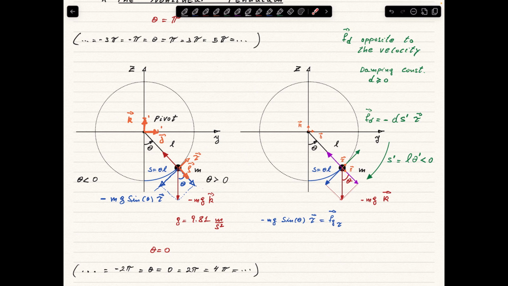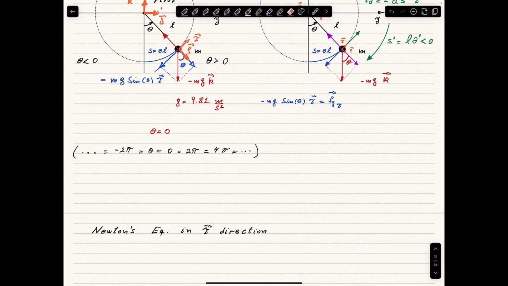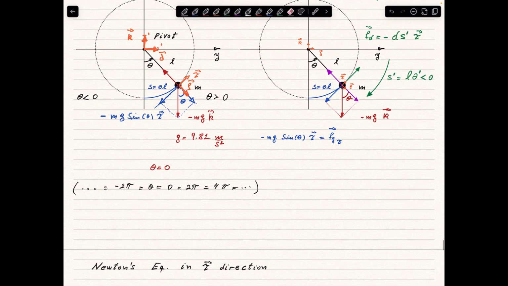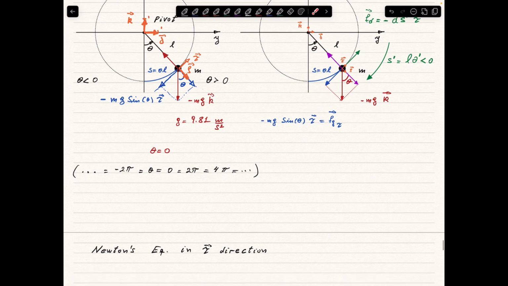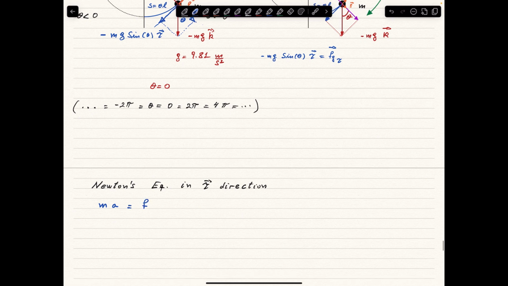And now we need to use these pictures to actually write down the equations of motion. And I have them here. The equation of motion is Newton's equations in the tangential direction, because there is no motion in this direction. So Newton's equations only in that direction, in the tangential direction. And let's remember Newton's equation: mass times acceleration, recall this is only tangential direction, is equal to all the forces acting on the pendulum.